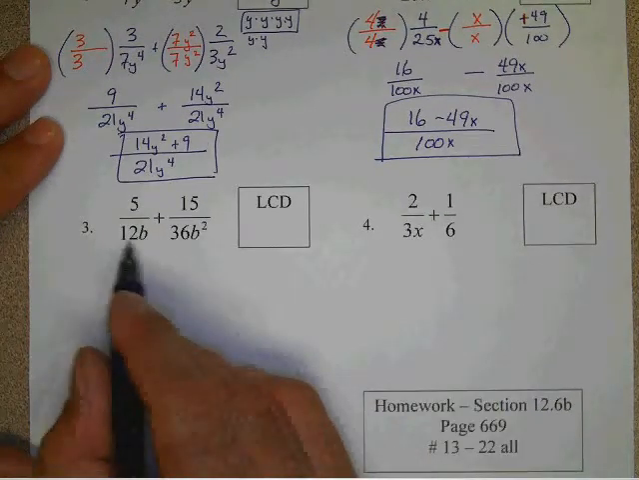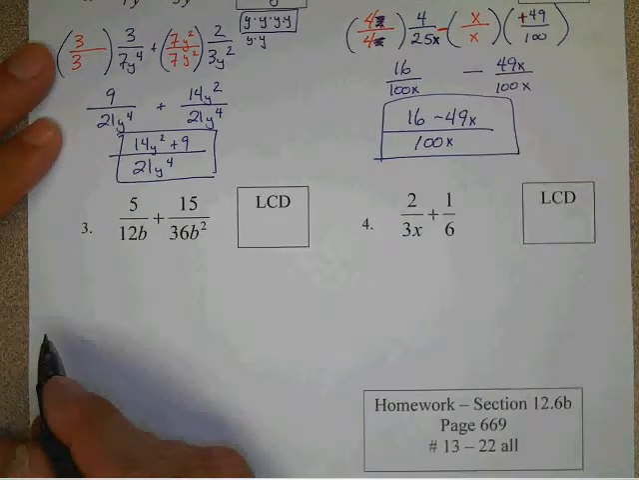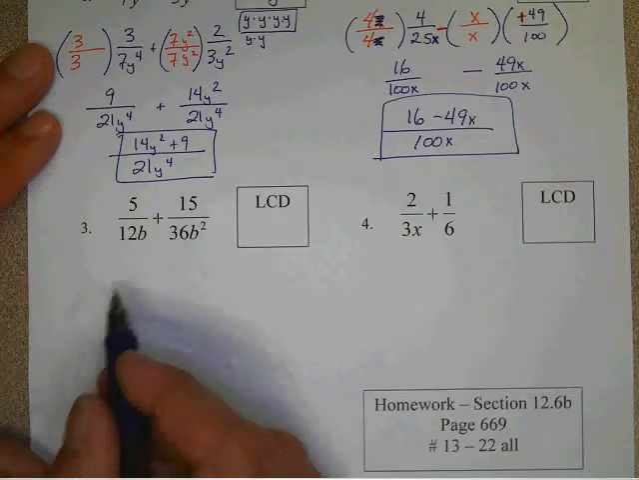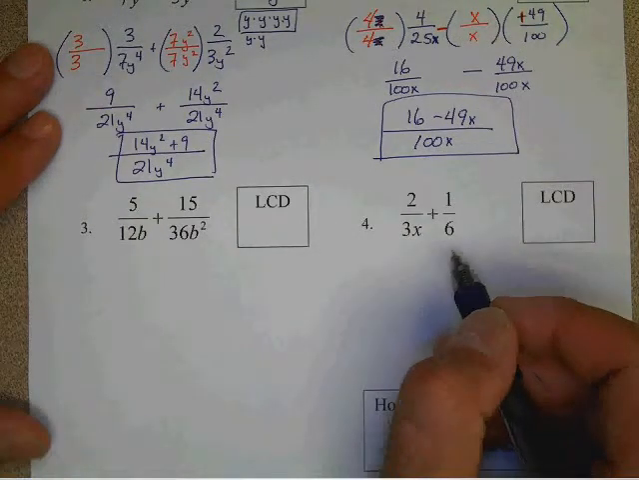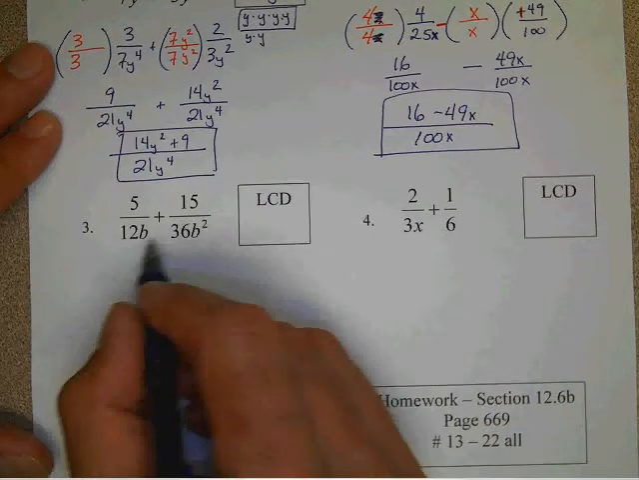Between 12 and 36, can you think of the common denominator? Stop for a moment and write down what you think would go as the common denominator between 12 and 36.